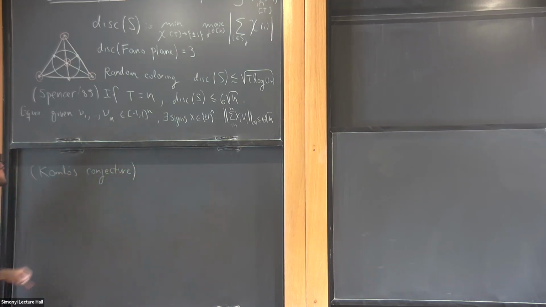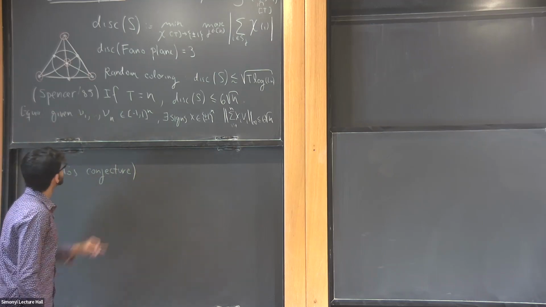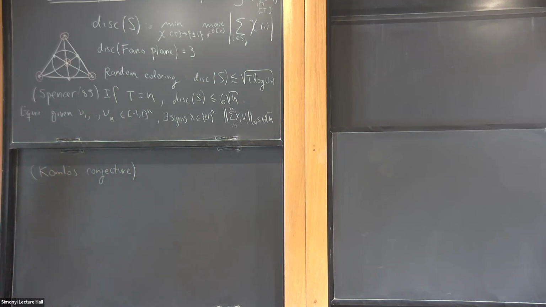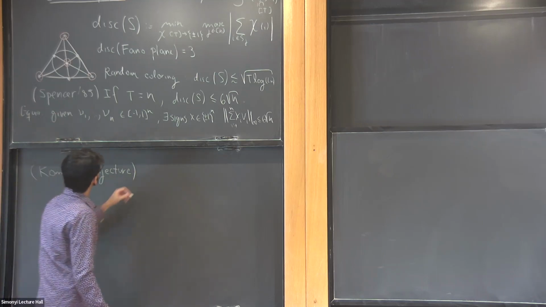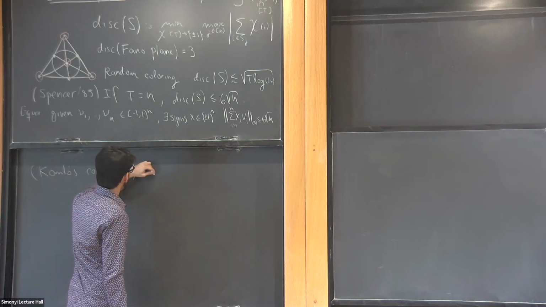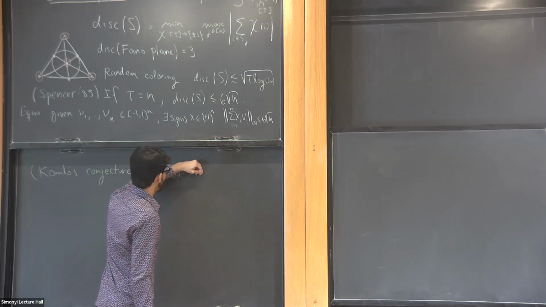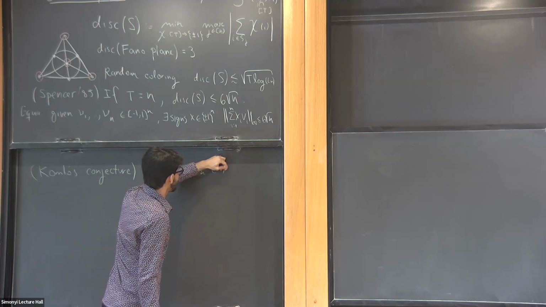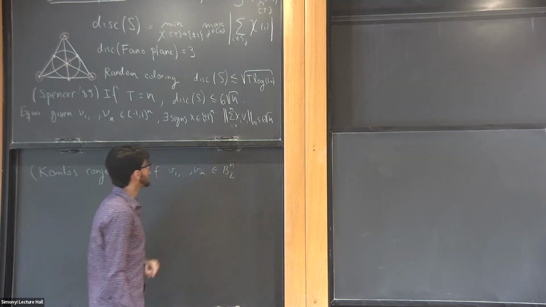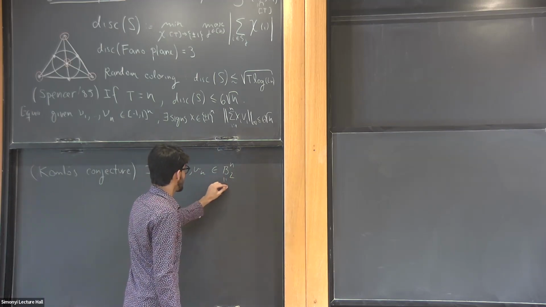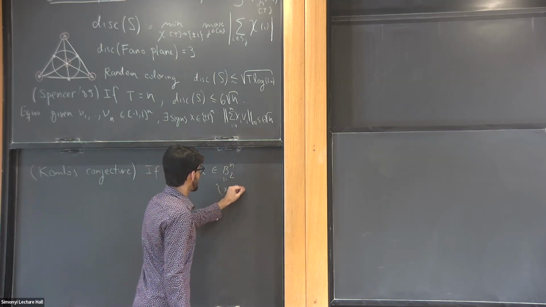It's due to Cumulus, but it was communicated by Spencer. So here, instead of having vectors in the unit cube, you can imagine you just have a bound on their L2 norm. I'm going to denote this as the unit ball. This is the set of vectors for which the L2 norm is bounded by 1.